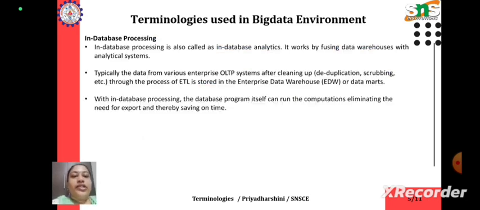The next terminology used in big data environment is in-database processing. We also call in-database processing in-database analytics. It works by fusing data warehouses with analytical systems. Typically, we take the data from various enterprise OLTP (online transaction processing) systems after cleaning up. Deduplication, scrubbing, etc. are handled through the process of ETL. Then it is stored in the enterprise data warehouse or data marts. Within in-database processing, the database program itself can run the computation, eliminating the need for export and thereby saving time.